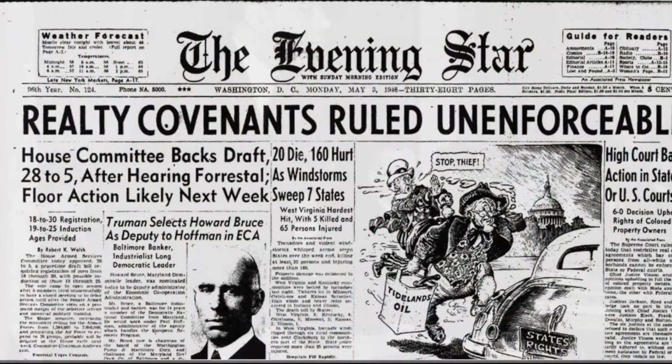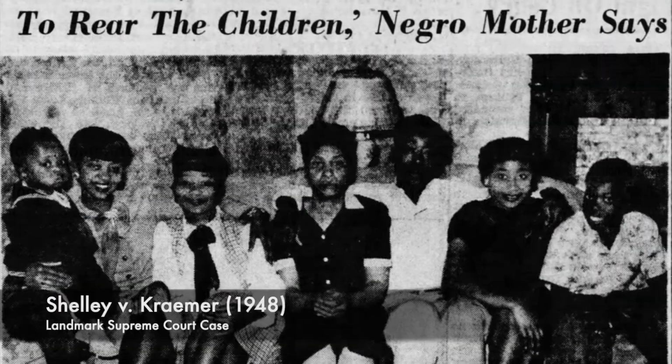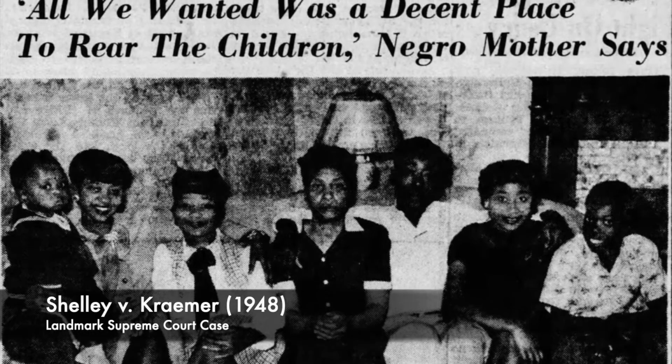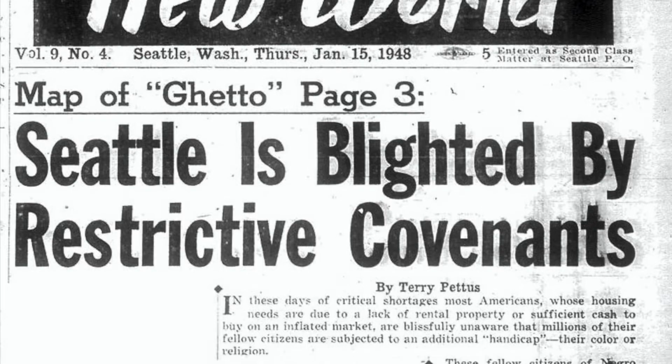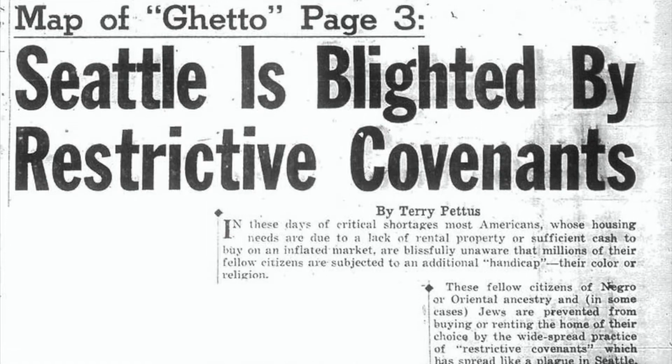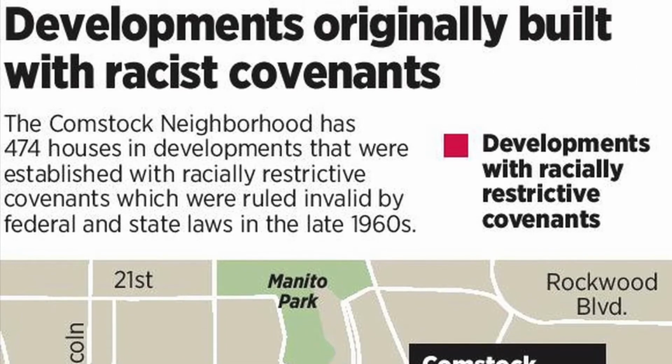This, of course, was later found unconstitutional by the Supreme Court as well in 1948 in the case Shelley versus Kramer. But by that time, the practice was so widespread it made it difficult to invalidate and reverse these individual agreements throughout the country, which is why we still see them in the codes today. So let's take a step back.